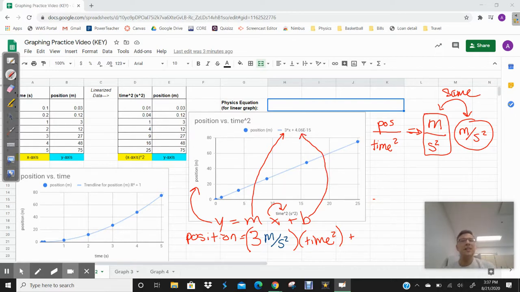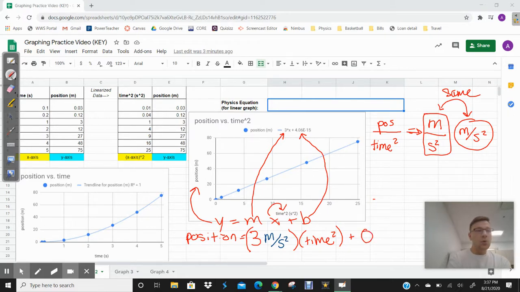4.06 times 10 to the negative 15. That's what that means. So that E, you can just read that as times 10 to the negative 15. This is scientific notation. So this is such a small number. It's 0.0, there's 14 zeros and then 406. So that's so small, you don't need to include it. That is as good as zero. We're going to go ahead and put in 0 here.